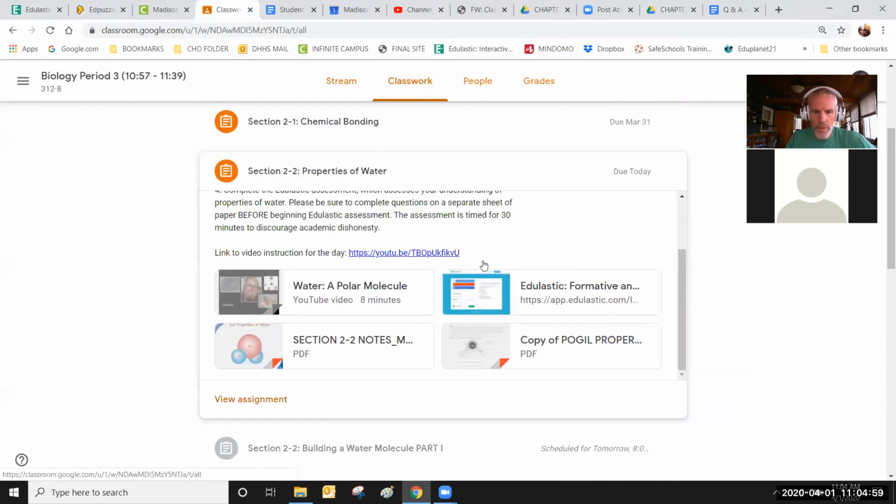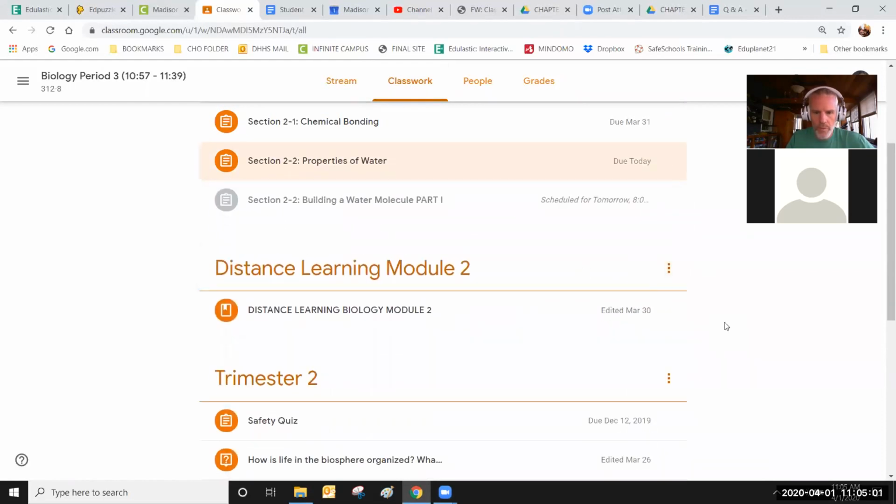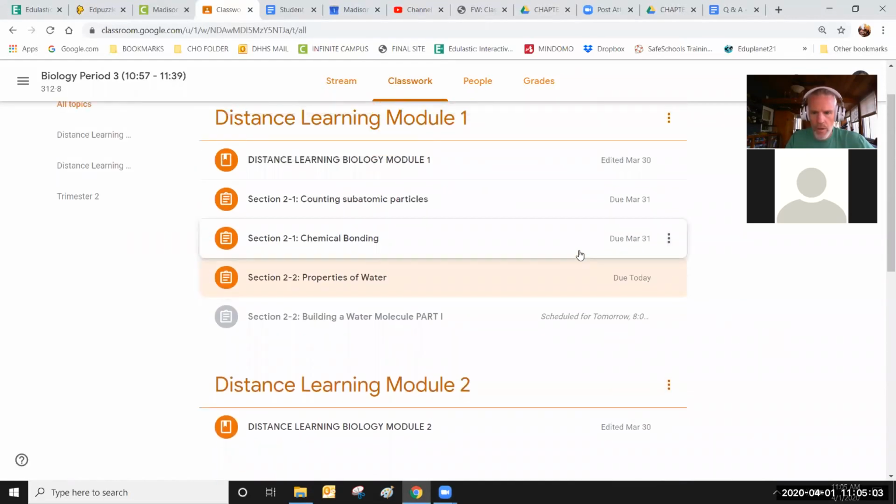As far as classwork, let's go through where we are. Let me give you the rundown of the last 4 days so you know where we're going. On day 1, I had you look at atoms and subatomic particles, get a feel for where they are and how to count them. And then I had you look at chemical bonding in day 2.